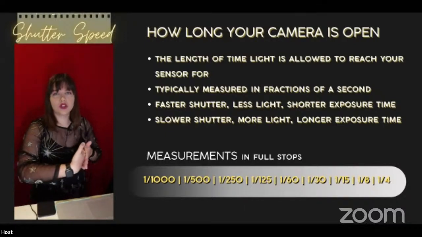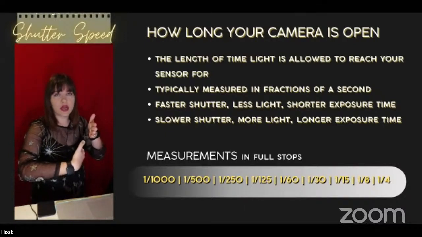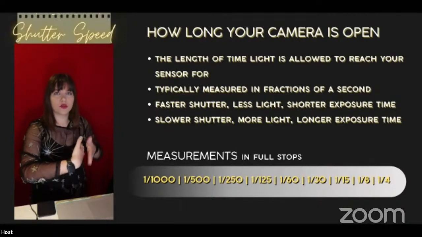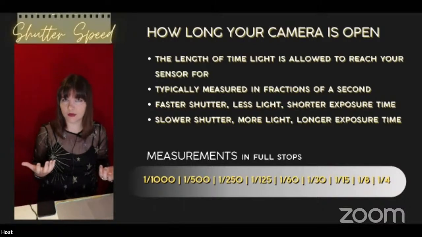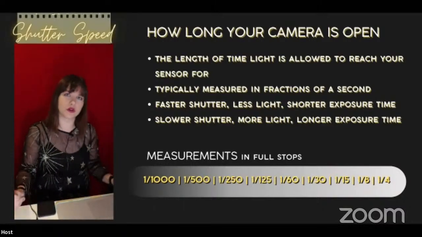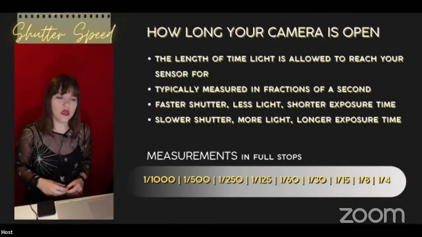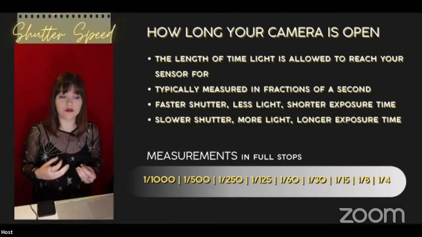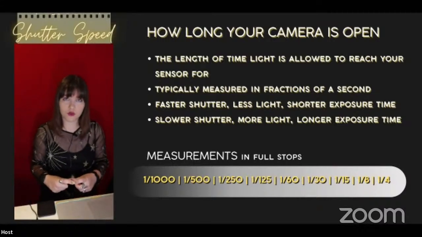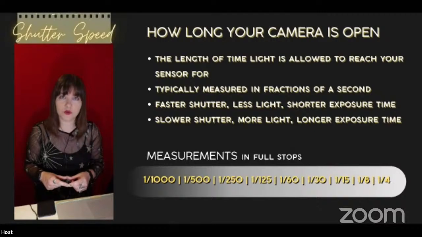If we have the shutter open for a really long period of time, more light can come in. If the shutter's open for a short amount of time, less light's going to come in, right? Relatively, compared to a faster or slower shutter speed. Typically, a shutter speed is measured in fractions of a second. So your camera might show you 500 as a shutter speed. It might show you 1000 as a shutter speed.